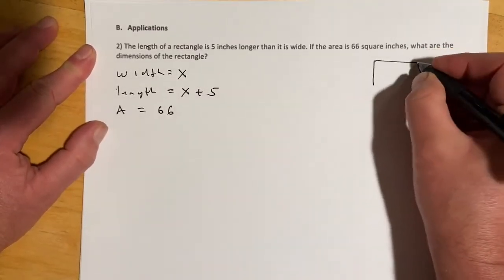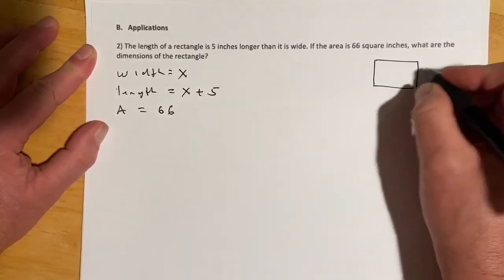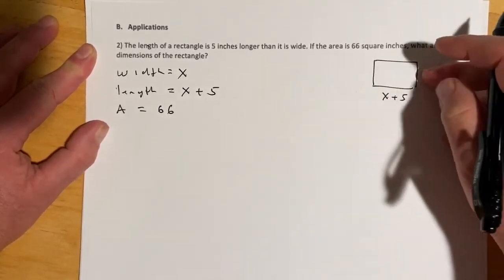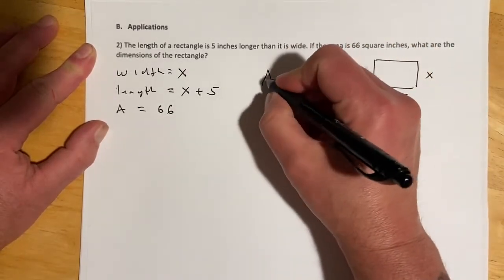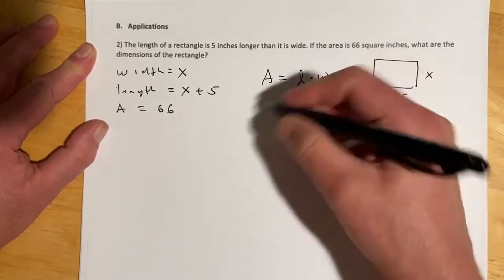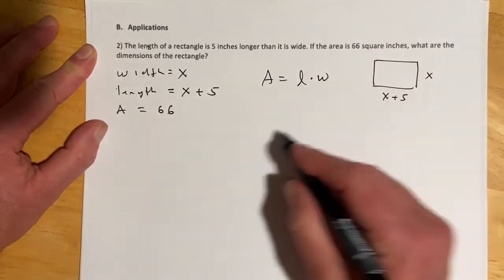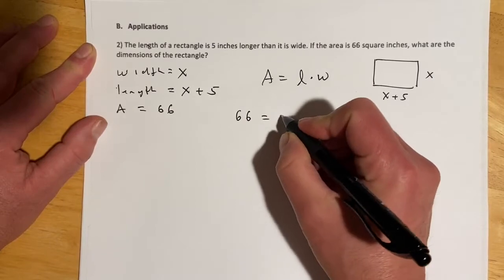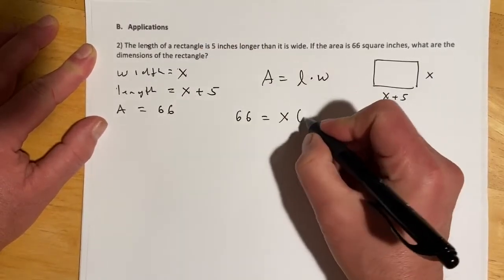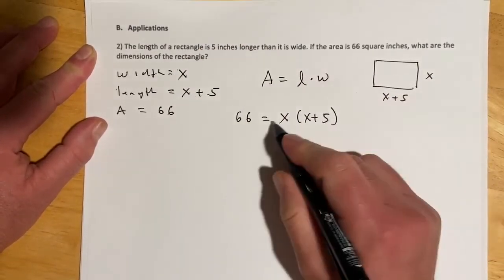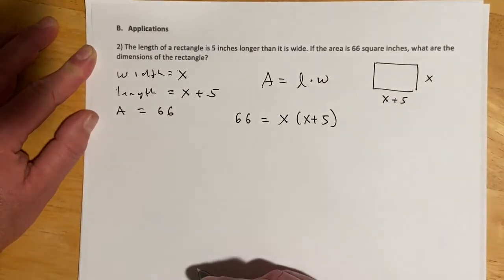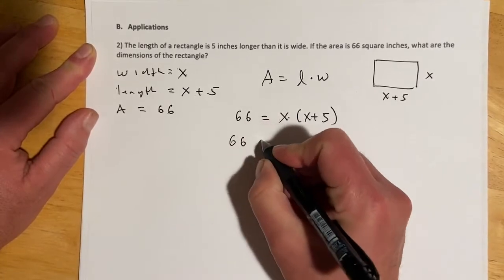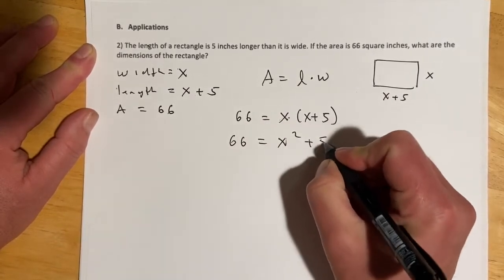So remember for a rectangle, this would be like our x, this is our x plus 5, and then we go length times width, and that equals area. So area equals length times width, or width times length, which is the order I'm going to write it in, just because it'll look nicer. So 66 equals the width times the length, and then that gets us to something quadratic that we can solve. So let's run the x through.